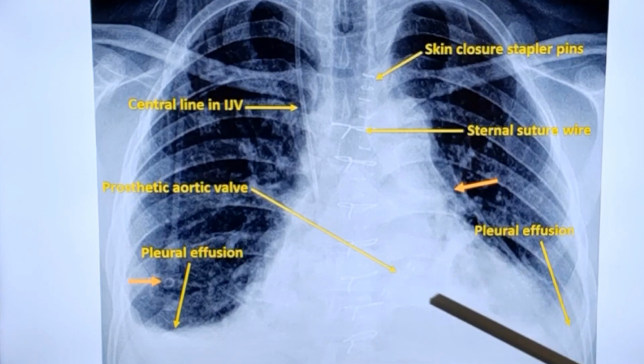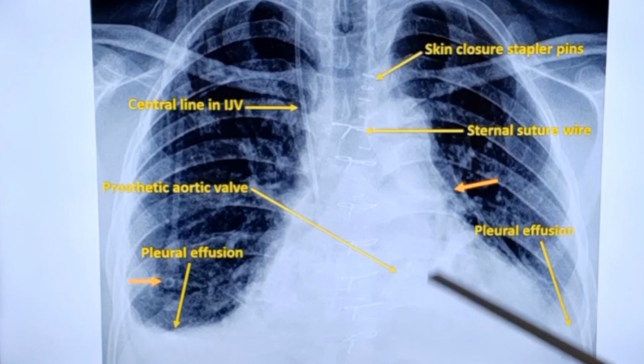Going by that, this should be considered as a mitral prosthesis. But I know that this was a case of aortic valve replacement. That's why I said prosthetic aortic valve.